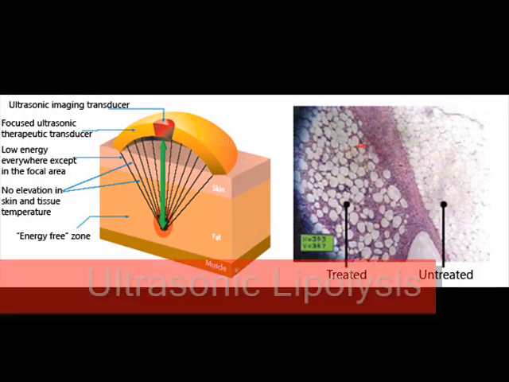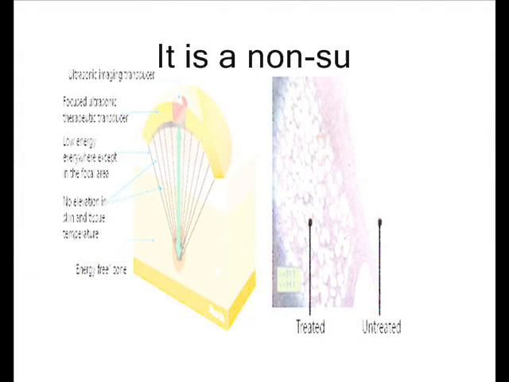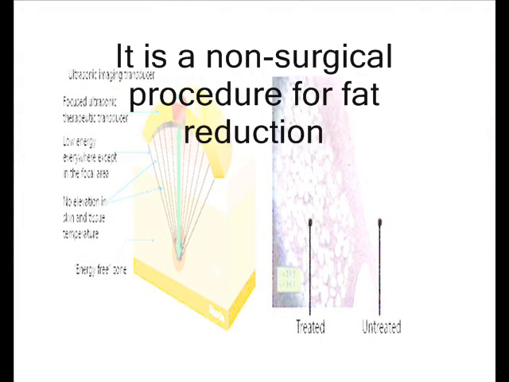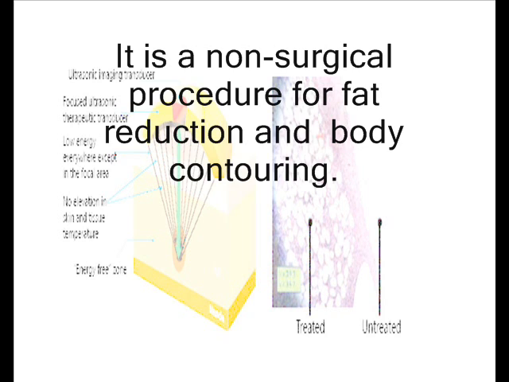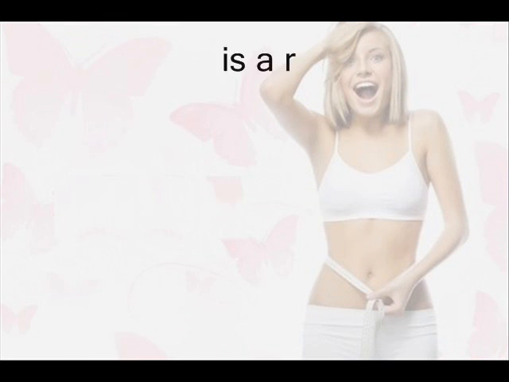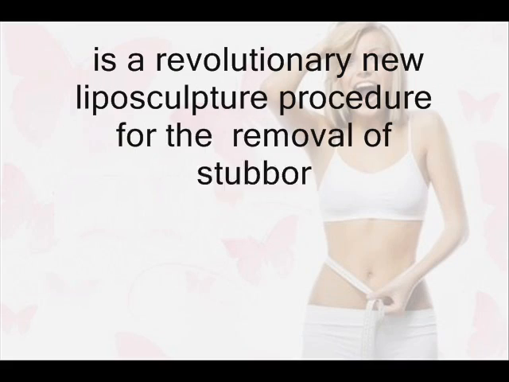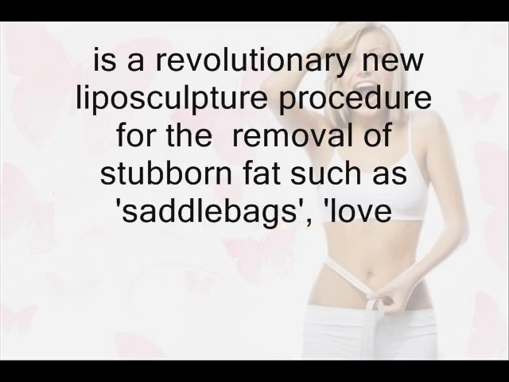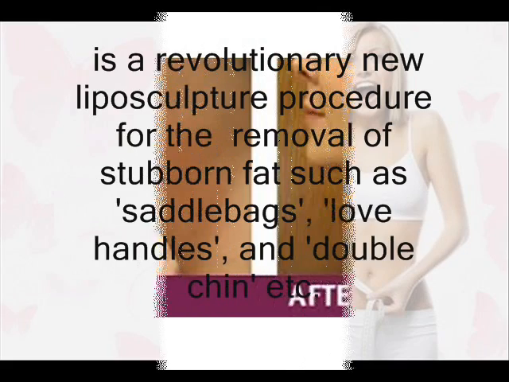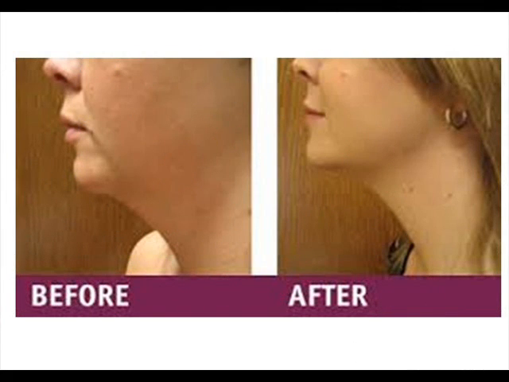We have ultrasound lipolysis, a non-surgical procedure, very effective, safe, simple. We have also laser lipolysis, a relatively new liposculpture procedure for removal of fat. For example, we can use it for the double chin problem. Look here at the picture. Before, we have a chin with a lot of fat, but after, we have a very nice one.